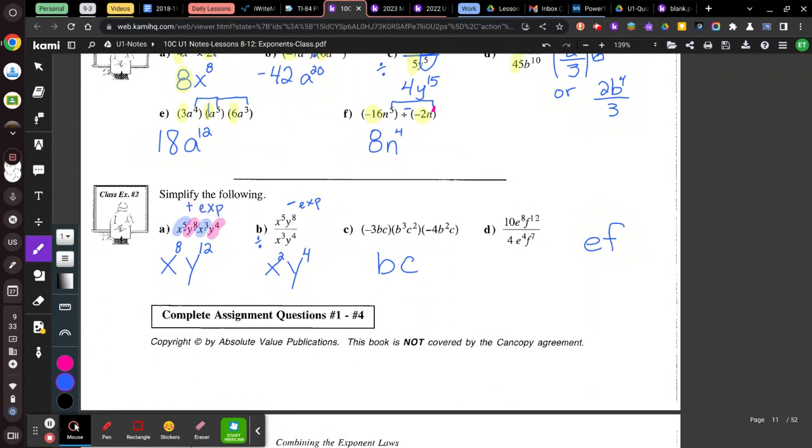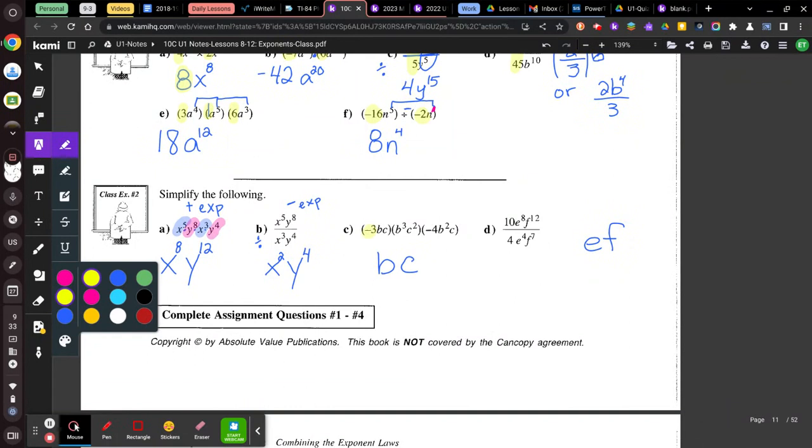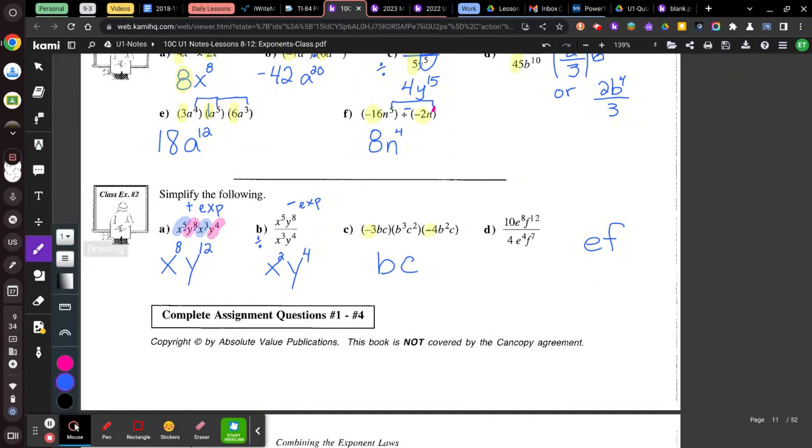All right, on example C, they're all sitting side by side. So that means they're all multiplying. If they're all multiplying, you multiply the coefficients as well. I only have one coefficient here and one here. They're both negative. So 2 negatives will give me a positive answer. 3 times 4 times 1, there's a hidden 1 there, gives me a positive 12. So my coefficient is a 12.